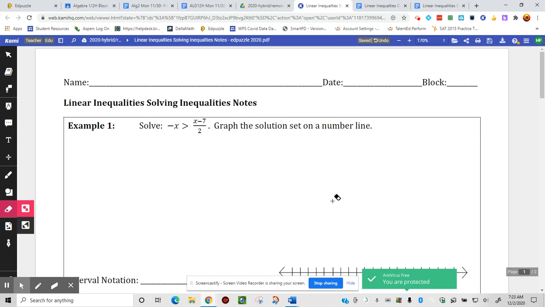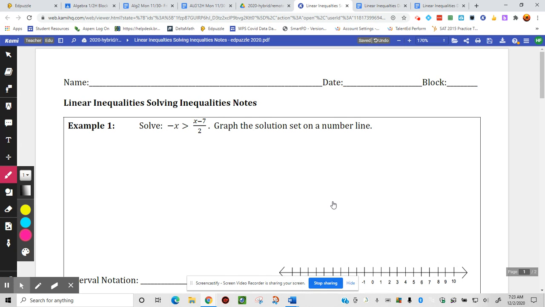Good morning, everybody. It is Wednesday, December 2nd, and we're going to be working on some inequality stuff today. We've already started working a little bit. So, what I'd like you to do is take out your notebook, write a couple of these problems down. At the end, there's a couple of practice problems.